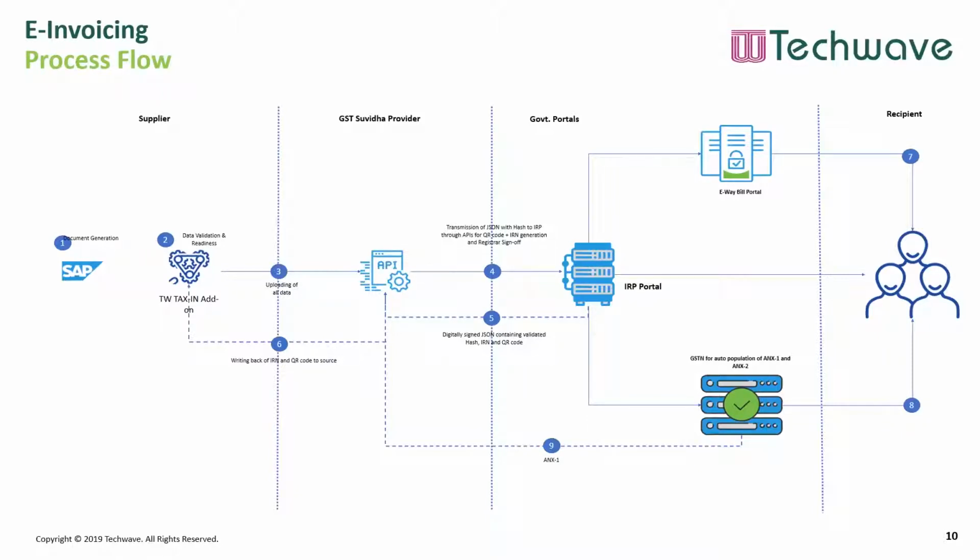Once the document has been validated, the GST Suvidha Provider or the GSP, which is an additional, non-mandatory component, comes in. Government has given the APIs even directly. So if you want to connect to the government portal directly, you can, or if you have an existing GSP, the system can connect to the GSP and send the data to the IRP portal. The IRP portal's responsibility is to validate the sanity of the data and generate the QR code and the IRP number. Once it has done that, it will send that data along with the digitally signed copy of the invoice back to the GSP, or it can send the data directly to our add-on solution.